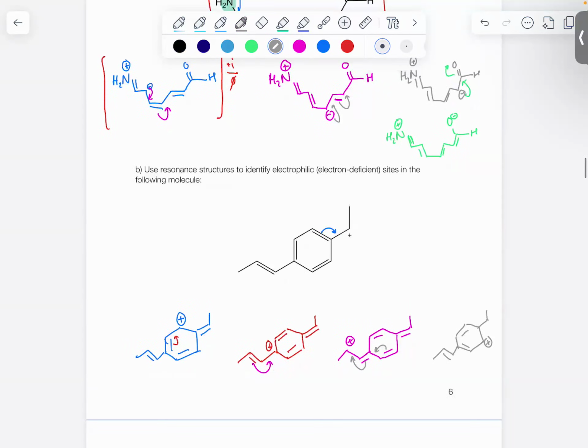We just have one more. Oh, I forgot my double bond. We just have one more until we reach back around to the start. And so all of those atoms that ended up with a positive charge on them will be electron deficient or electrophilic.